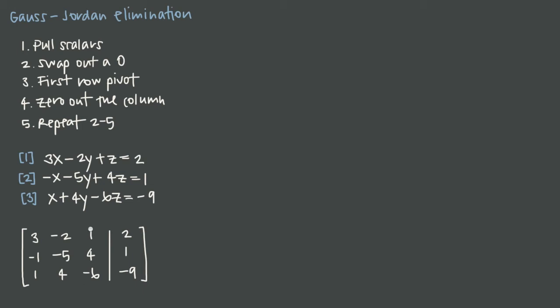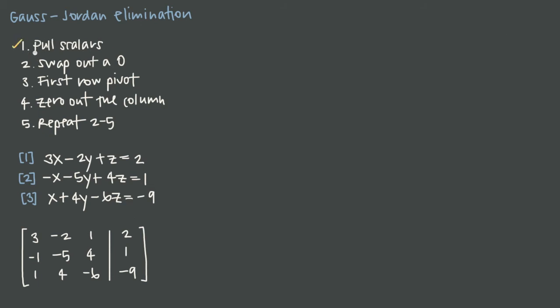If we look at our matrix, we don't have any factor that we can pull out of the row. There's no common factor here between 3, -2, 1, and 2, no common factor between -1, -5, 4, and 1, and no common factor between 1, 4, -6, and -9. We're only looking across a single row at any given time. So there's nothing we can do here to pull out scalars, so we can go ahead and say that that step is done.